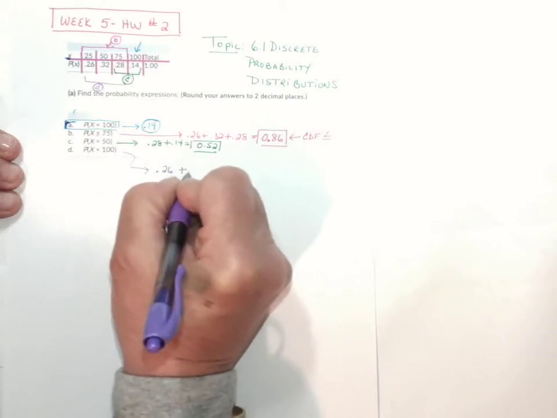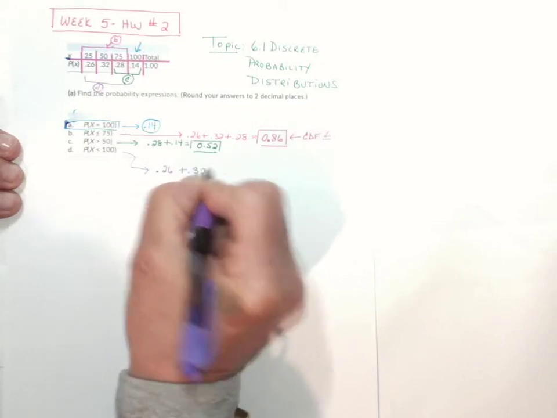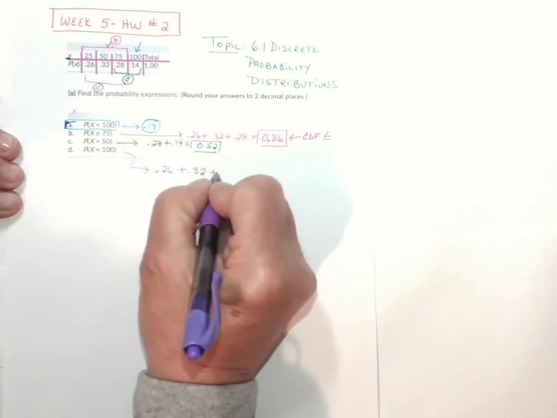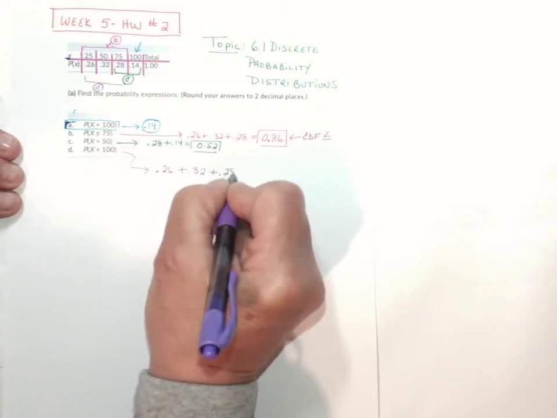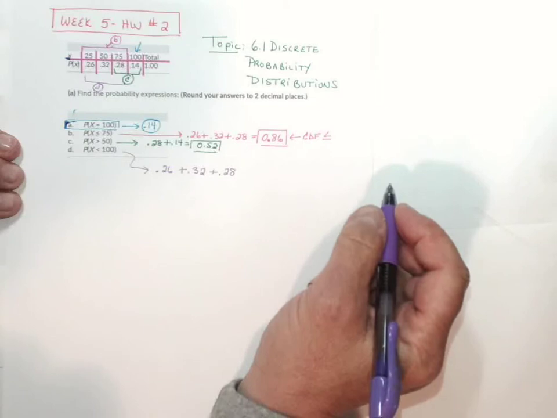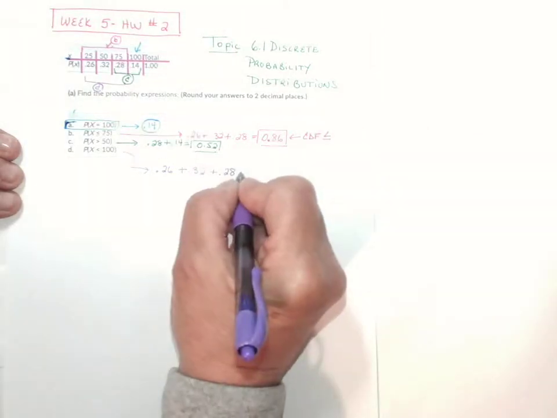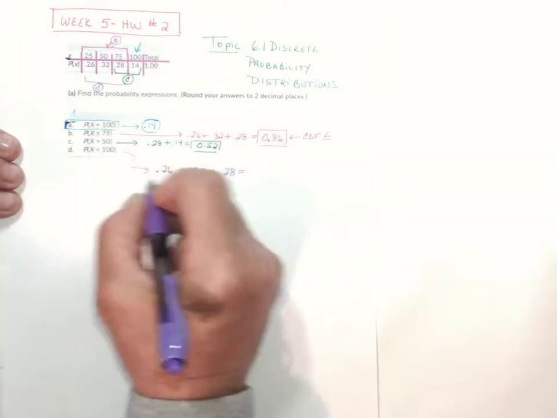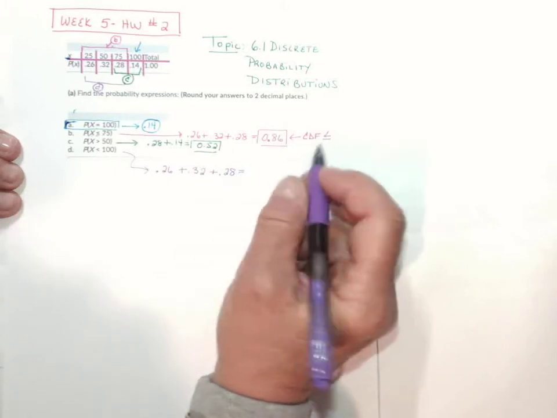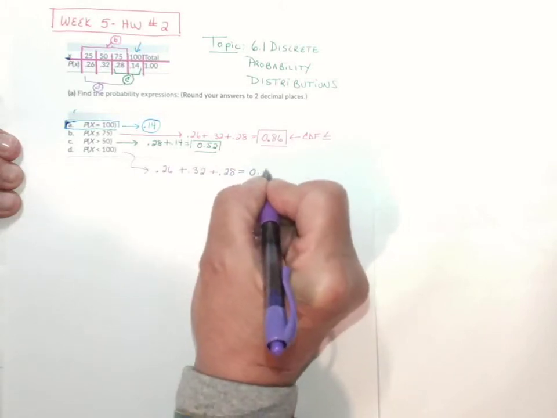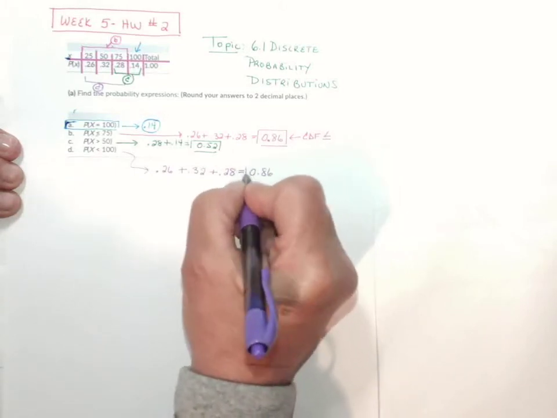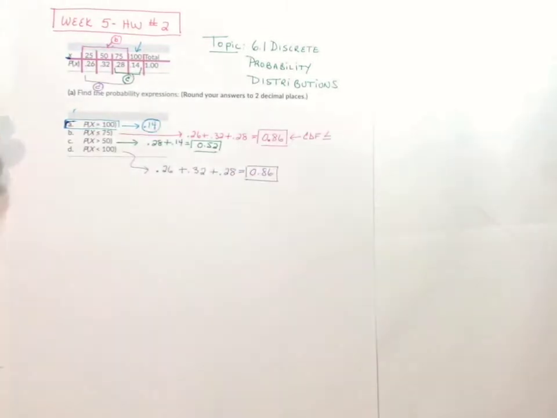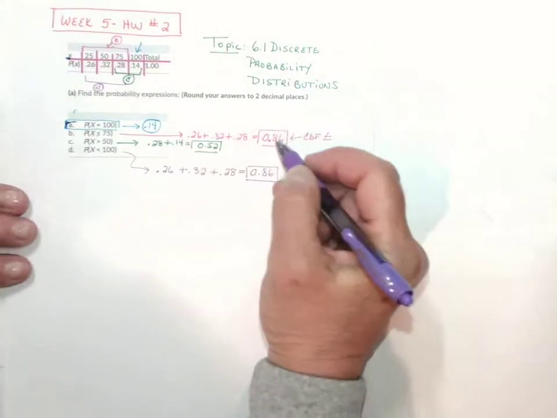So that is D. So here you would add 0.26 plus 0.32 plus 0.28. And if you add those up, then you're going to get 0.86. And you notice that two of these answers come out the same.